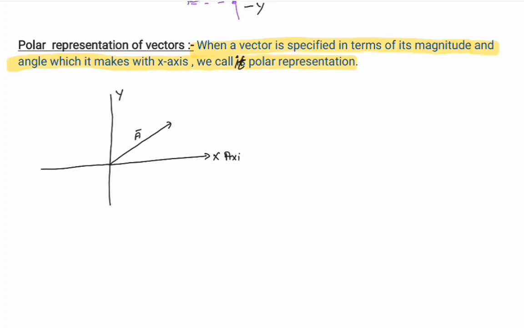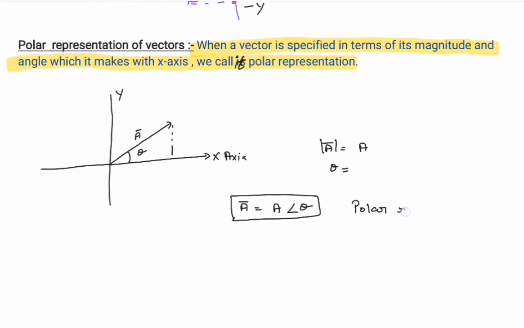This is the y-axis. The vector makes angle theta from the x-axis. What is the magnitude of A? It will be A, and theta is the angle of A from the x-axis. If the vector is represented like vector A equals magnitude, angle theta, we call this the polar representation of any vector.